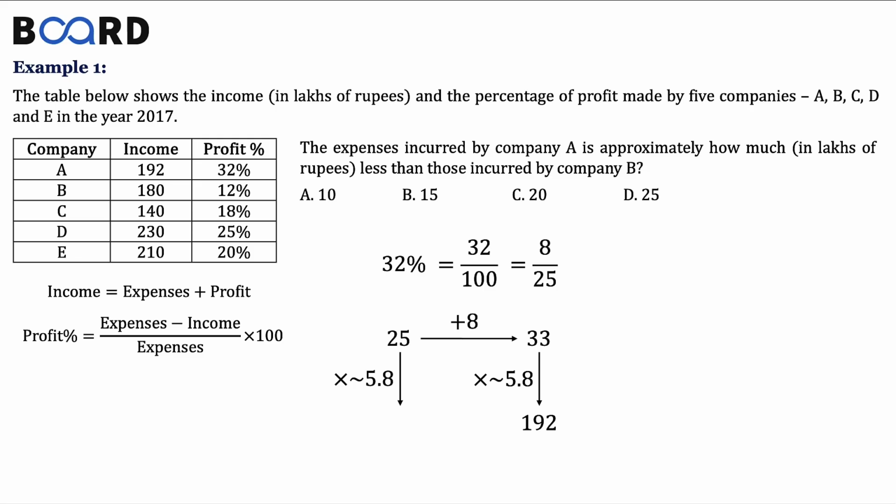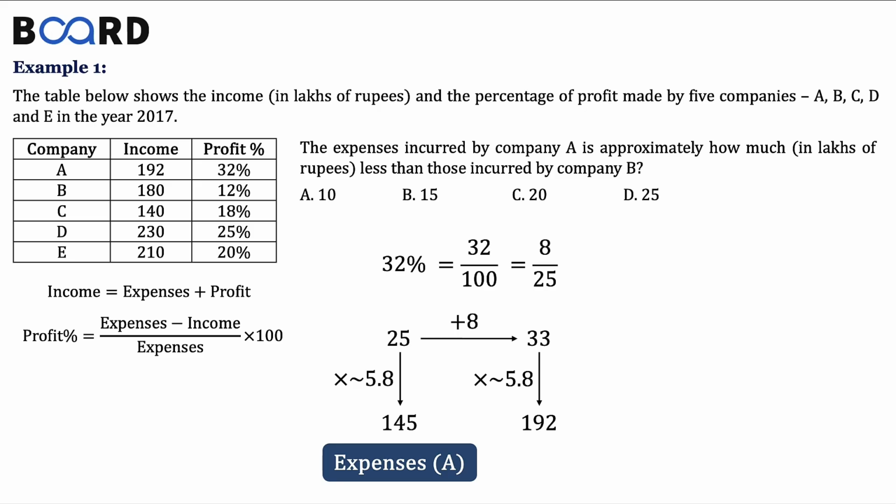25 times 5.8, that's the same as 25 multiplied by 5, that's 125, and 80% of 25. 80% of 25 is 20. So 125 plus 20, that gives us 145, which are the expenses of company A. Right? In a similar fashion, we have to calculate the expenses of company B as well.